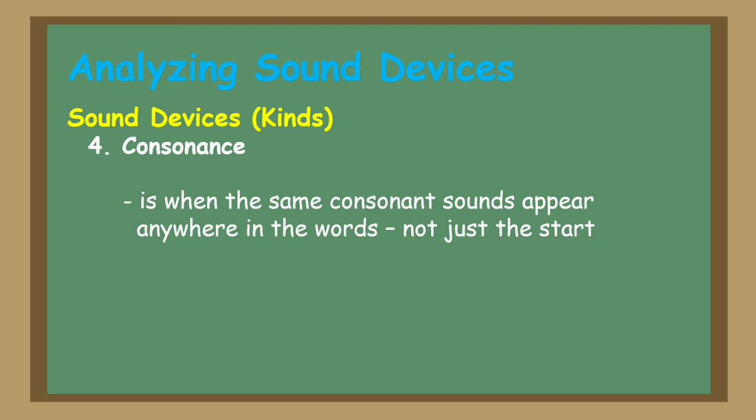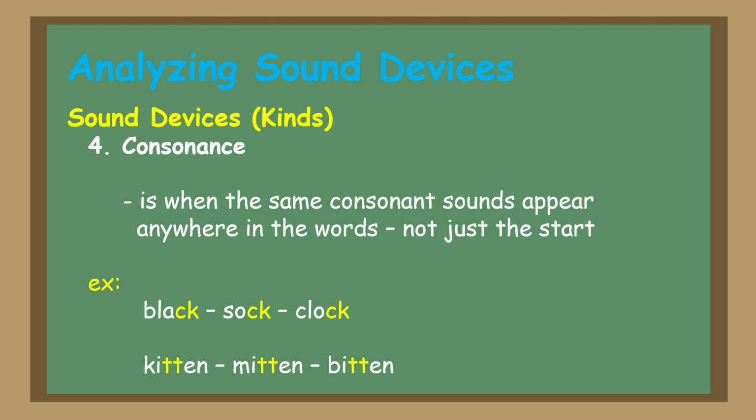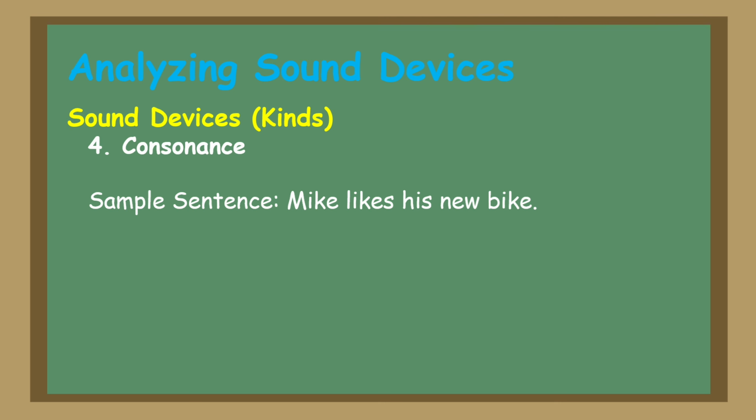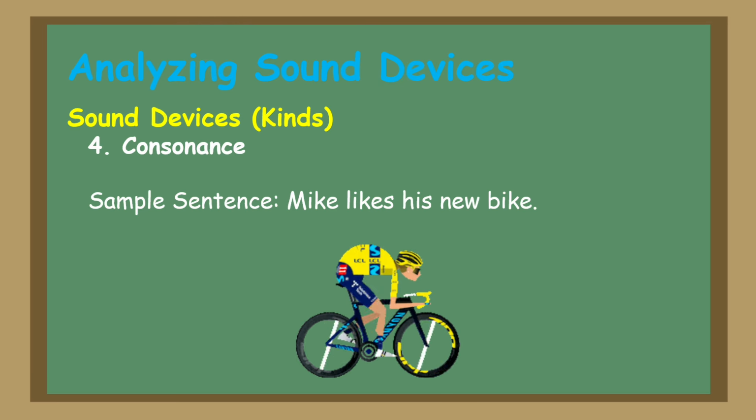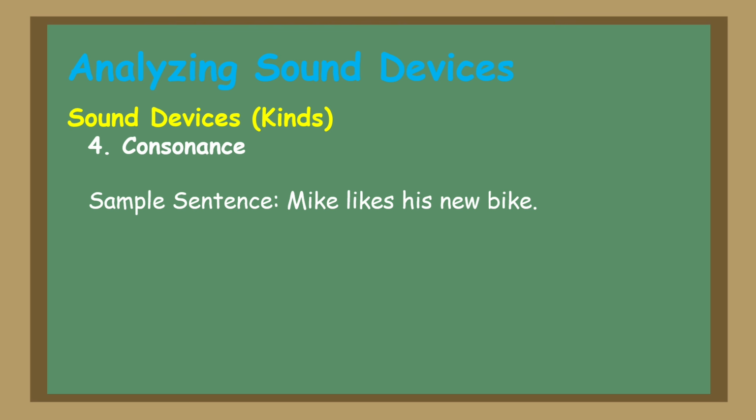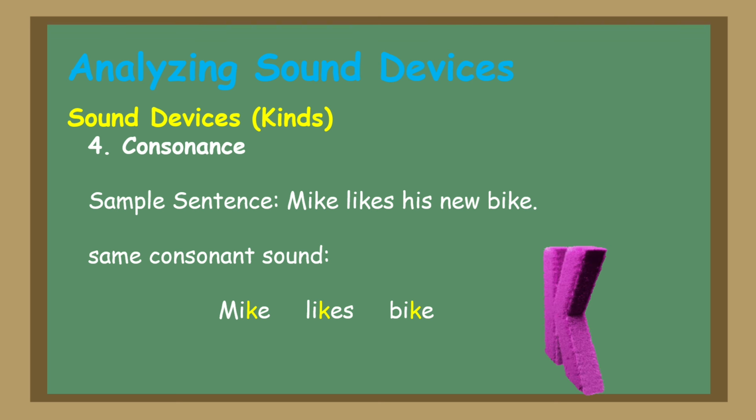Here again are some examples of consonants. Black, sack, and clock. Another, kitten, mitten, and bitten. Now, let us again have an example sentence. Mike likes his new bike. Can you tell again kung alin sa mga words sa sentence ang may parehong consonant sound? Excellent! Even though the spelling is different, KE in Mike, KES in likes, KE in bike, they all share the same K consonant sound which creates consonance.